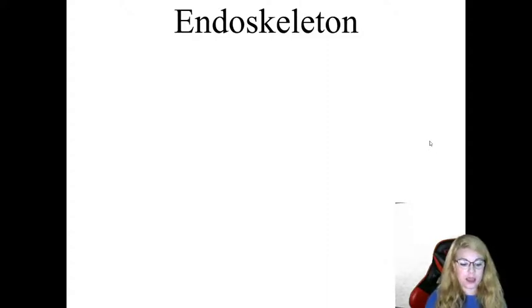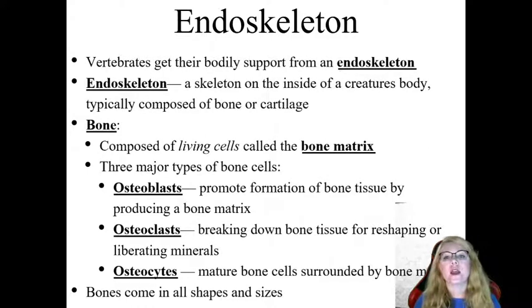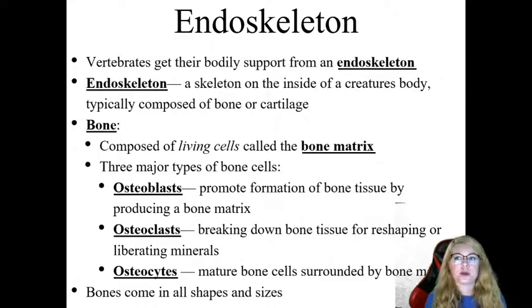Let's start with the endoskeleton. Vertebrates get their bodily support from an endoskeleton. An endoskeleton differs from what we've talked about previously with exoskeletons because endoskeletons are skeletons on the inside of a creature's body, typically composed of cartilage or bone, so what we know as our skeleton. Now we covered other organisms that had the exoskeleton, like a lobster or a crayfish. So now we're focusing on those that have an internal skeleton or an endoskeleton.